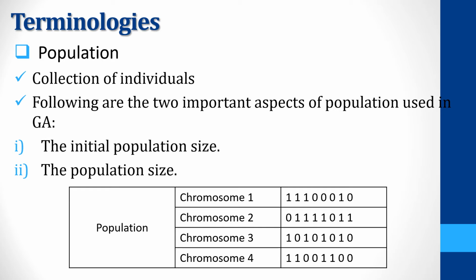The initial population size and the population size. The population size will depend on the complexity of the problem. Ideally, the very first population should have a gene pool as large as possible in order to be able to explore the entire search space. All alleles should be present in the population. In most cases, to achieve this, the initial population is chosen randomly. Chromosome 1, chromosome 2, chromosome 3, chromosome 4 are nothing but the population.